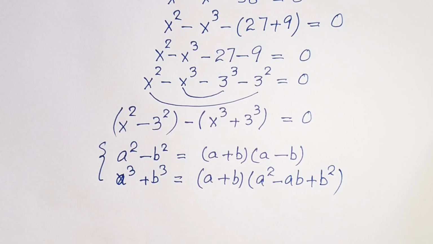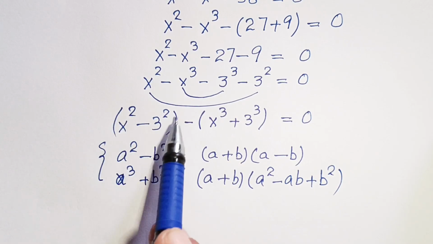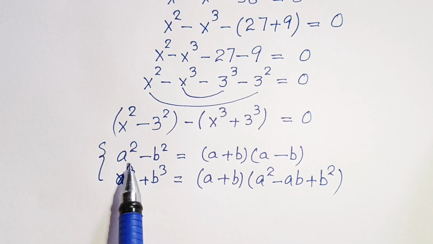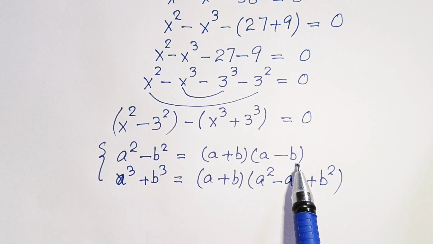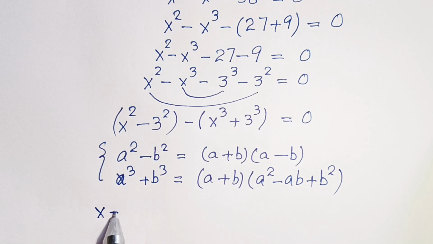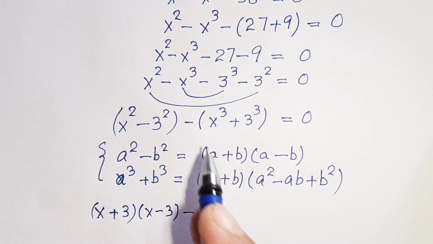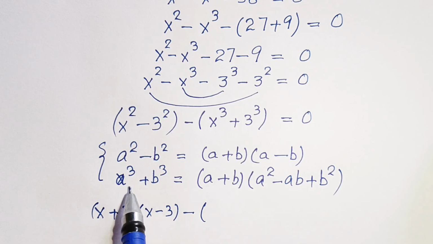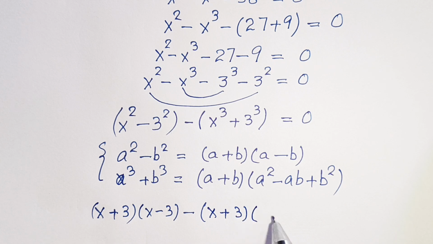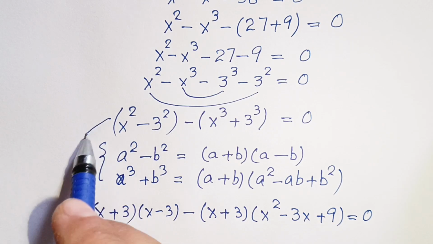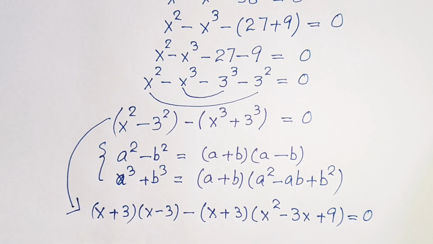Now applying these two formulas, in our first pair, x squared minus 3 squared, we use this algebraic formula. So we have x plus 3 times x minus 3. And here we have minus x cubed plus 3 cubed, which is a cubed plus b cubed, so we write x plus 3 multiplied by x squared minus 3 times x plus 3 squared, which is 9, and it is equal to 0. So in this step we have just got this.